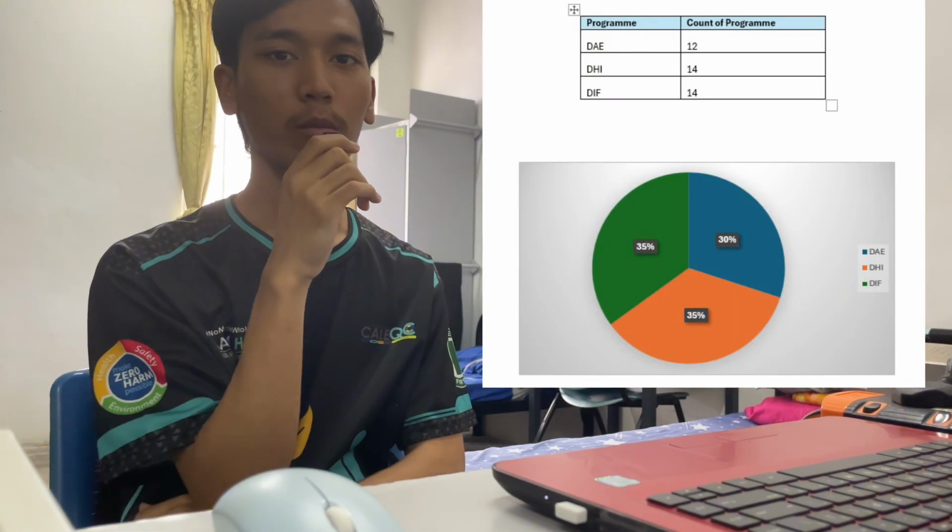So based on both the bar graph and pie chart, the DHI and DIF programs each represent 40 students or 35% of the total student population, while the DAE program only represents 12 students or 30% of the total population. This indicates that DHI and DIF have a slightly higher number of students compared to DAE.